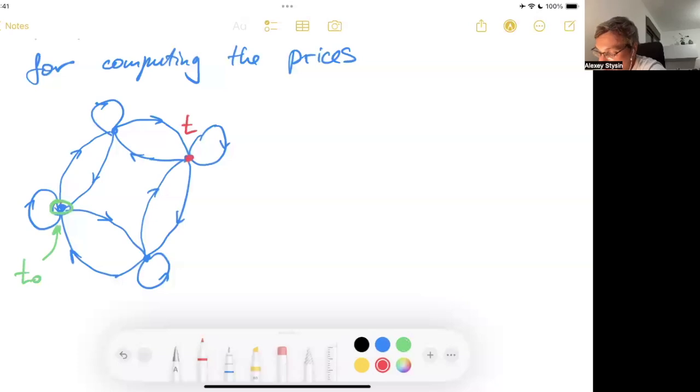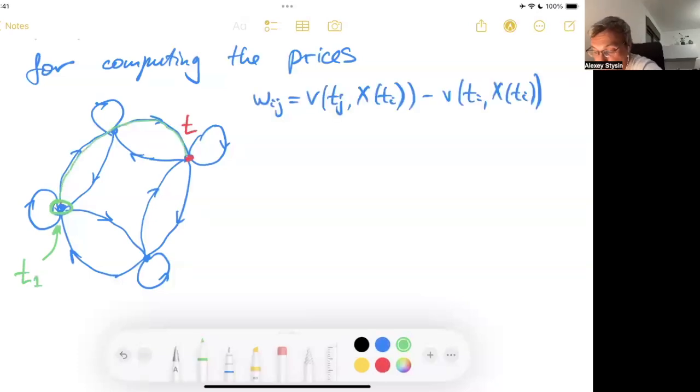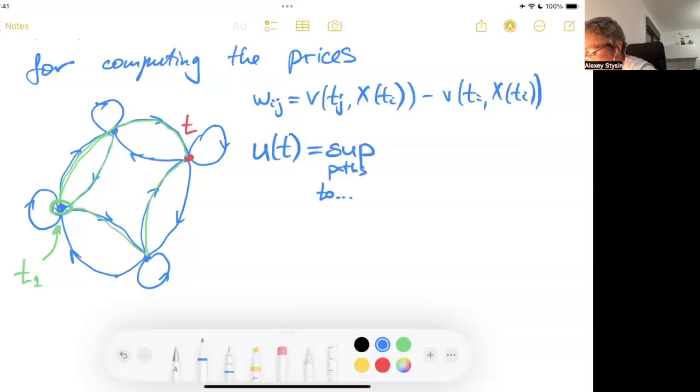And remember the definition of the edges in this graph? There are many ways to travel there, right? We can go here, then here, then here. So consider all possible ways to get from T0 to T. Let's call that, surprisingly, U of T. This is the supremum over all paths from T0 to T, where Tn plus 1 equals T, of just the sum over i, starting from 0 and going all the way to n, of v of i plus 1 and i.